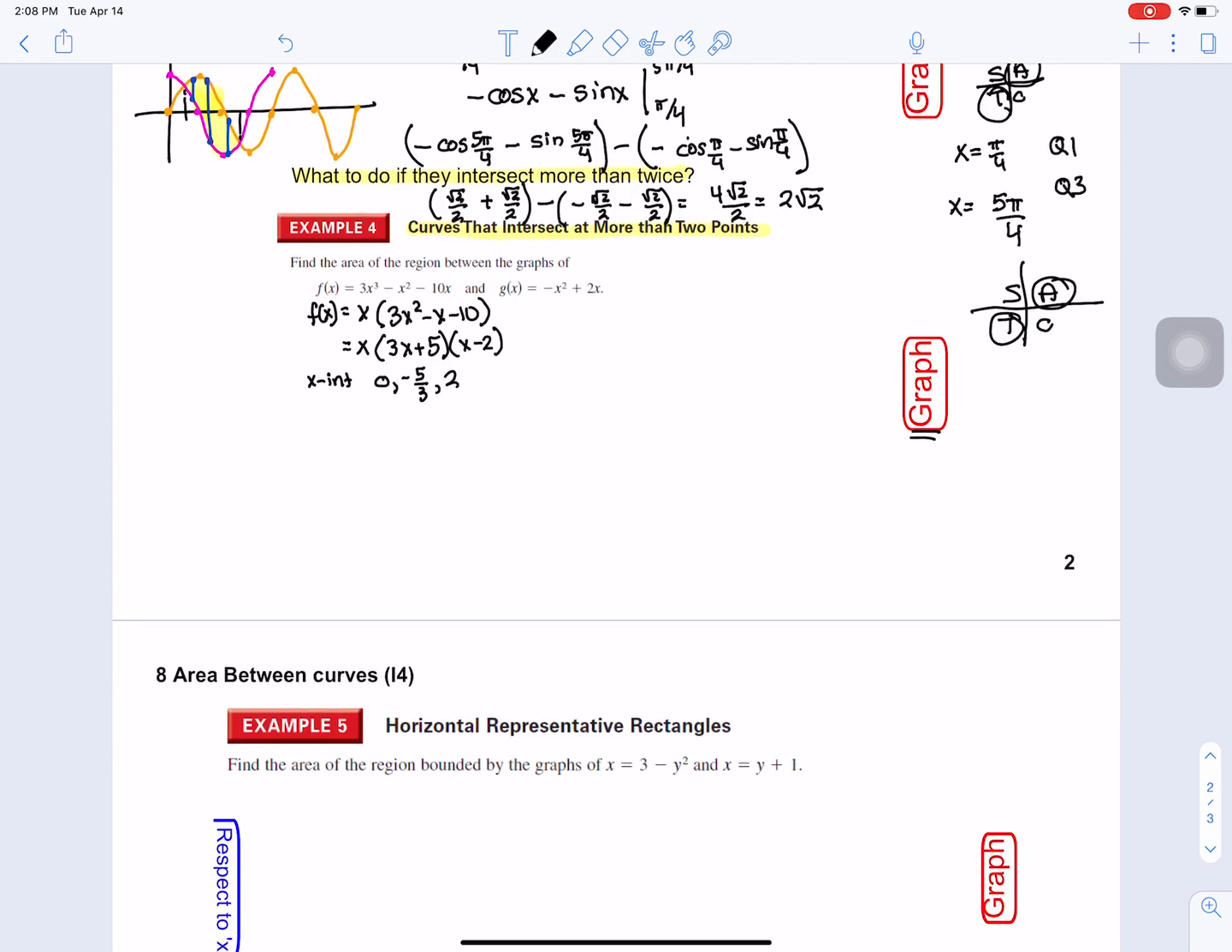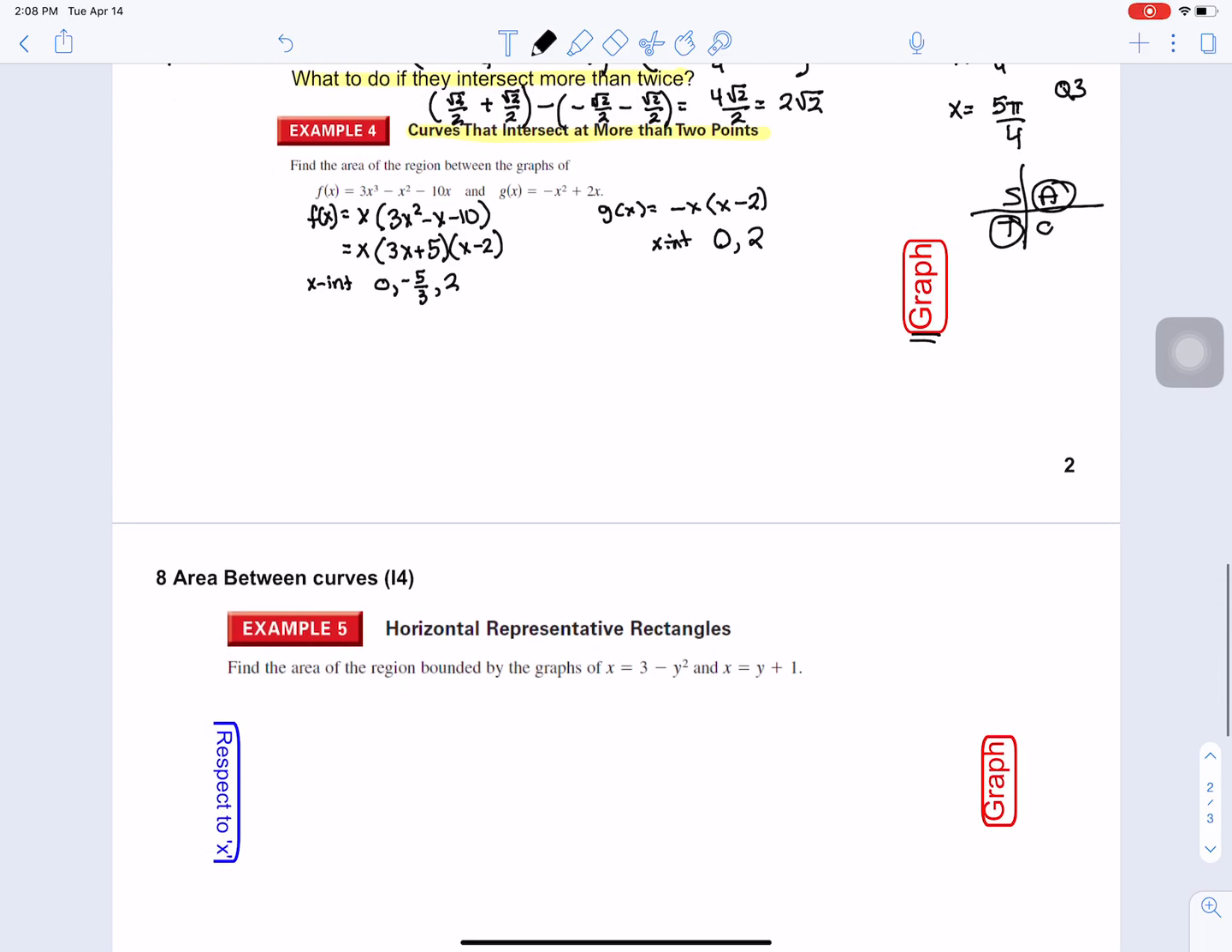And then when I look at g of x, and I factor out a negative x, my graph is x minus 2, so there's x-intercepts at 0 and 2. And so let's go ahead and sketch these graphs. We know that the end behavior on this graph is quadrant 3 to quadrant 1 for that. Because this has a negative coefficient, my end behavior is quadrant 3 to 4. Again, you're using your 30-1 knowledge to do that.